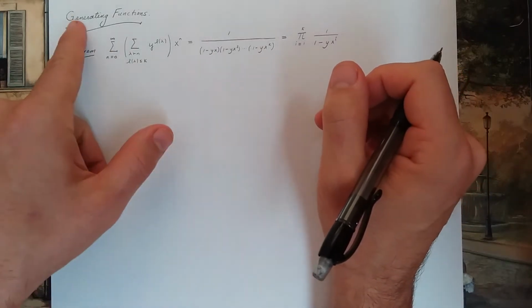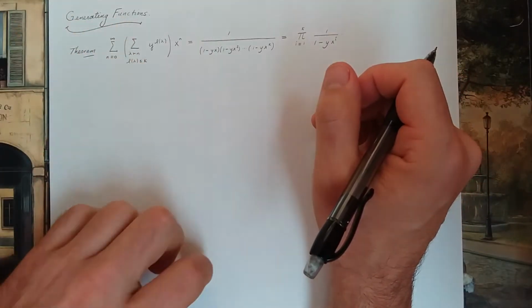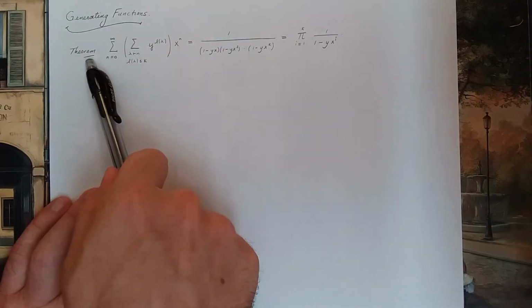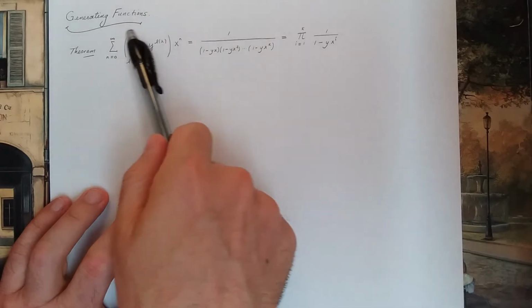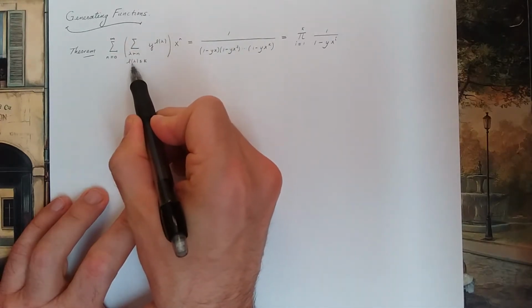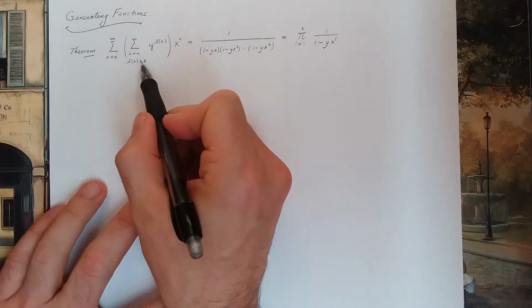So this video gives generating functions for integer partitions of n. This is a nice topic. So here's our first theorem. This is the generating function for all integer partitions of n with k or fewer parts.